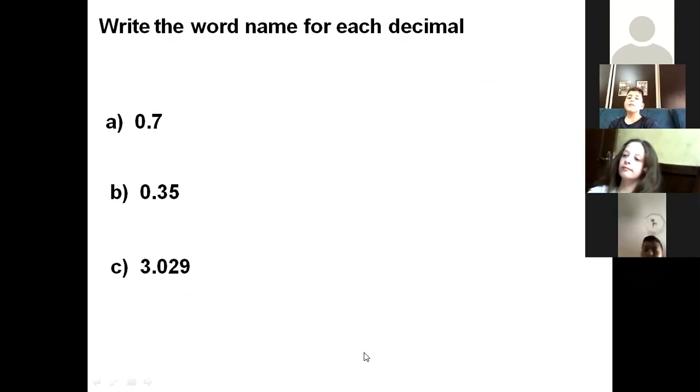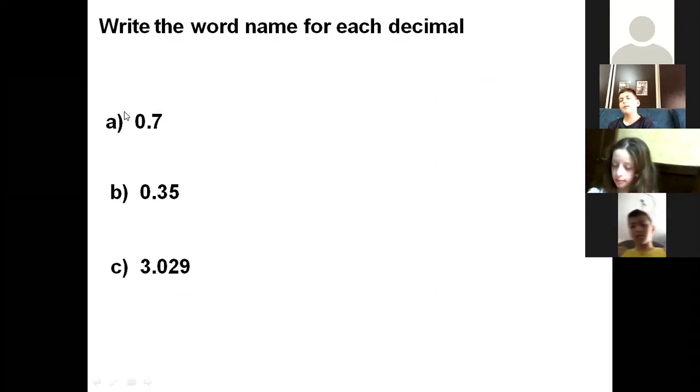Yes, Rashid. Part A. How do you read this decimal? We don't need the way of reading 0.7, we already know that. We need the correct way of reading the decimal. The 7 is the tenths.